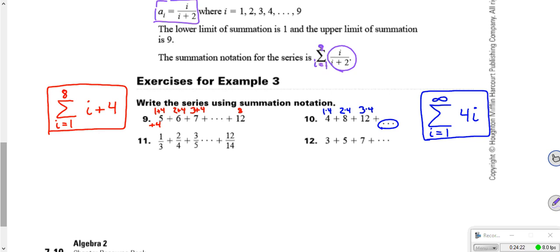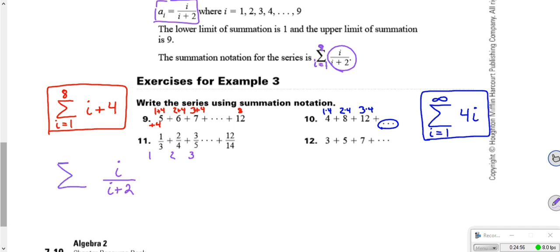Once again, I have to find the rule. So how do I use the number 1 and get a 1 on top and a 3 on bottom? How do I use the number 2 and get a 2 on top and a 4 on bottom? How do I use the number 3 and get a 3 on top and a 5 on bottom? Well, obviously the rule is just going to be i on top, or n or k, again, whatever letter you want to use, I don't care. And then how do we get the number on bottom? It looks like we add 2 each time, right? So this is going to be i plus 2. That's my rule.